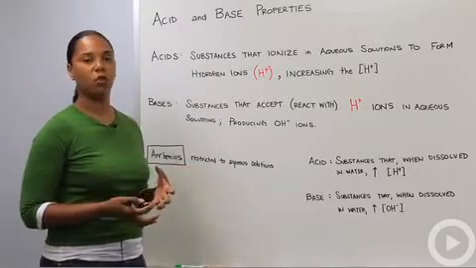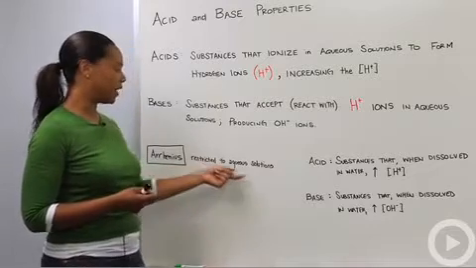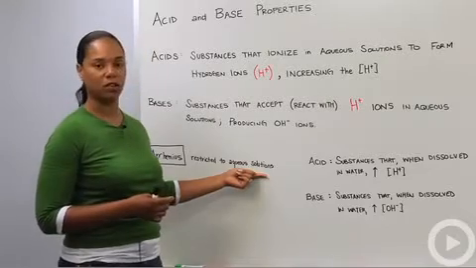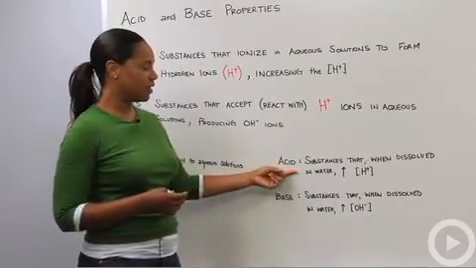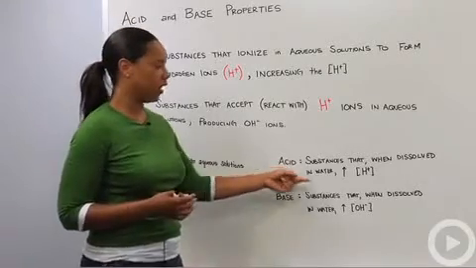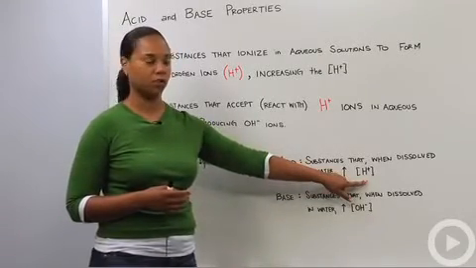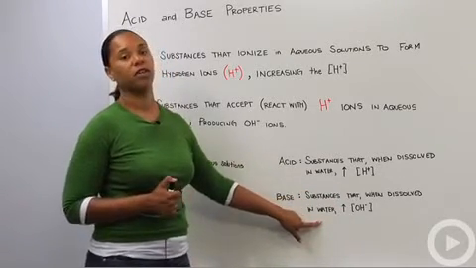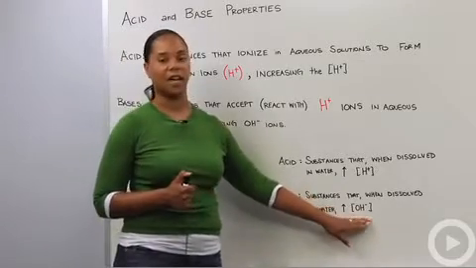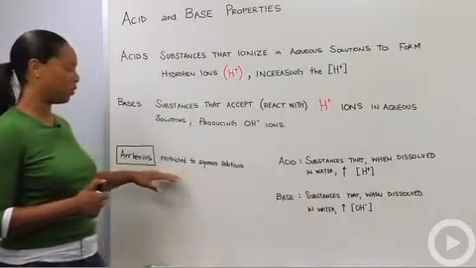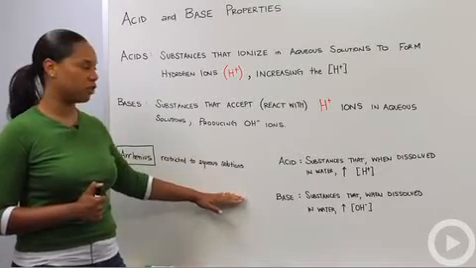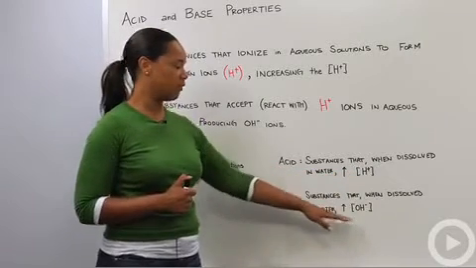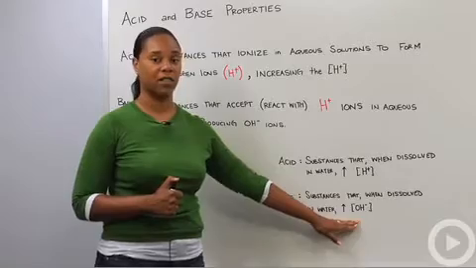So this is kind of a more old school definition, and it's limited because it only applies in aqueous solutions, which doesn't make it applicable to all situations. So an Arrhenius acid is a substance that, when dissolved in water, increases the concentration of protons in solution. Conversely, the base is a substance that, when dissolved in water, increases the concentration of hydroxide ions in solution. Okay, so remember that with Arrhenius, it only applies to aqueous solutions, and it deals with, for the acid, the increase in concentration of protons, and for the base, the increase in the concentration of hydroxide ions.